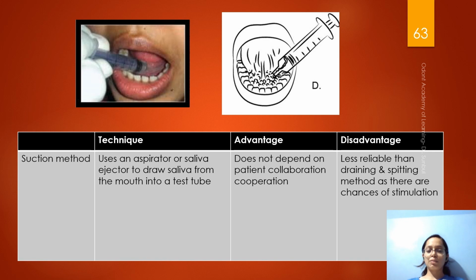Then we have the suction method, where we use an aspirator or a saliva ejector to draw saliva from the mouth into a test tube. We do not require much cooperation from the patient, but it is not a very reliable method as compared to the draining and the spitting methods.